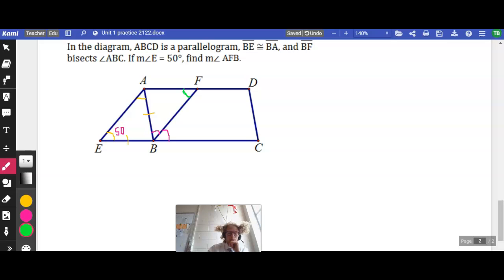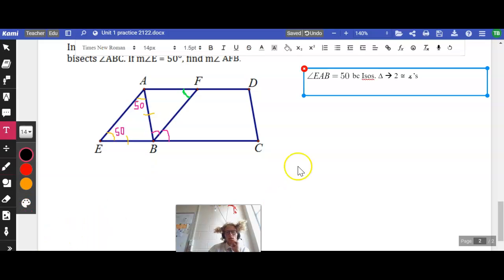So, first things first. I have this angle right here. It's an isosceles triangle. So that means that this angle up here is also 50. Let me put that in pink. This one is also 50. I'll throw the reasoning on. Okay, so we know that EAB is 50 as well because it's an isosceles triangle. Therefore, we have two congruent angles.